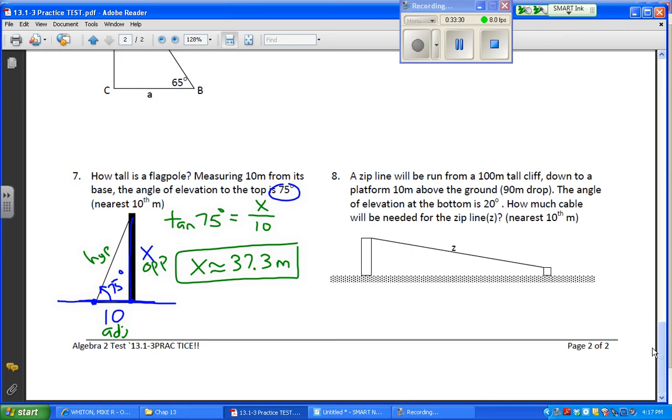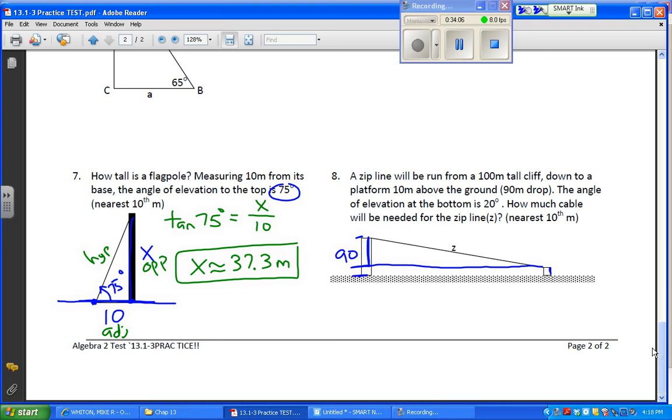All right, number 8, a zip line. So that zip line will run from a 100-meter tall cliff down to a platform 10 meters above the ground. So it's a 90-meter drop. If this is our picture, there's this platform here, and the drop is 90 meters. The whole cliff is 100, but what we're dealing with is 90. There's a little 10-meter platform here, but that side of the triangle is the 90 drop.